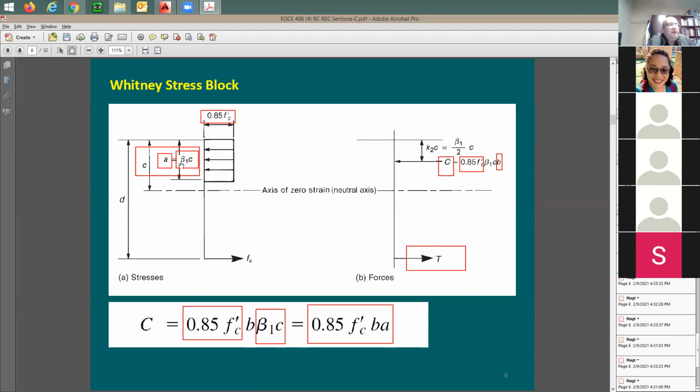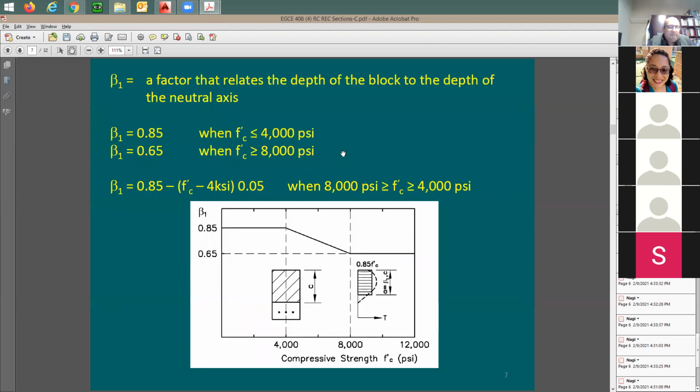I say, okay, now how about beta one? Where do you get this beta one from? Can I say from the code? Code says that this beta one, when the concrete strength is 4,000, phi is gonna be equal to 0.85. You see this graph? When the strength of the concrete is 4,000 or less, your beta one is 0.85. Also, you have this equation. It says here beta one is gonna be 0.85 when the strength of the concrete is 4,000 or less. This is what the code says.